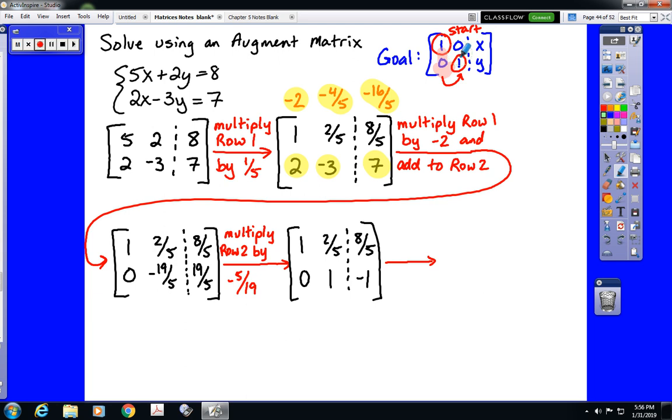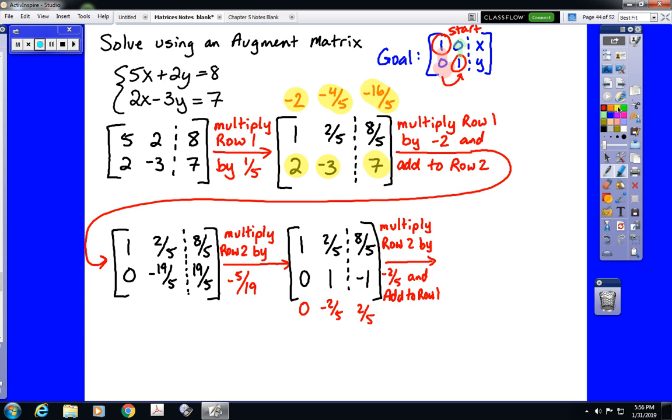Okay, so now we're going to move up and get the rest of the zeros. So we kind of move in a U pattern for a 2 by 2. We start here, get the 1, get the 0, get the 1, get the 0. Okay? So to do that, we're going to multiply a copy of row 2 by negative 2 fifths, and we're going to add it to row 1. So that would be 0, negative 2 fifths, and positive 2 fifths.